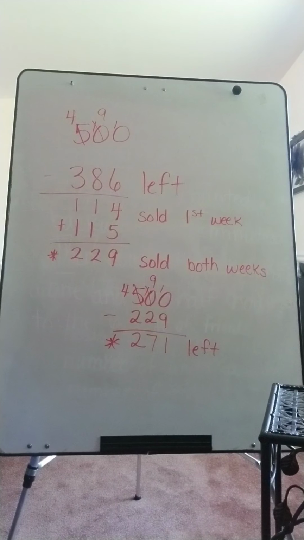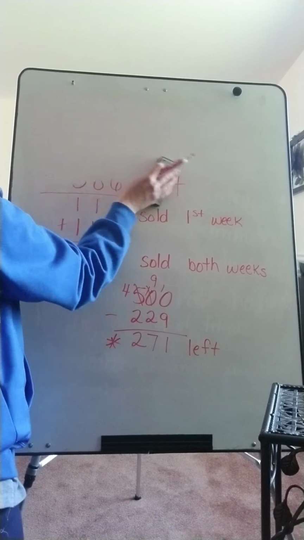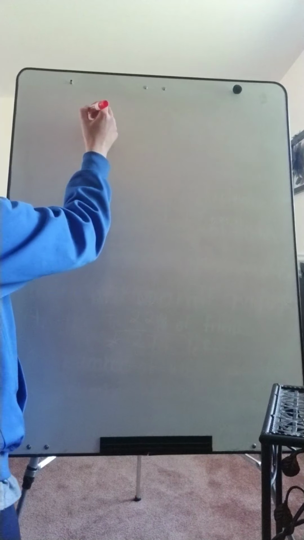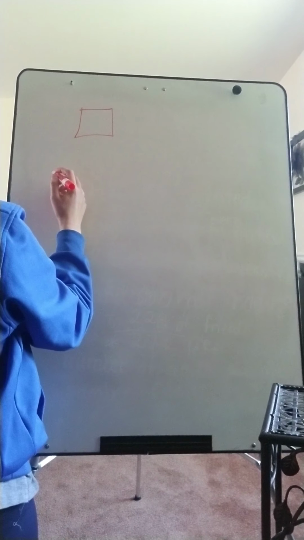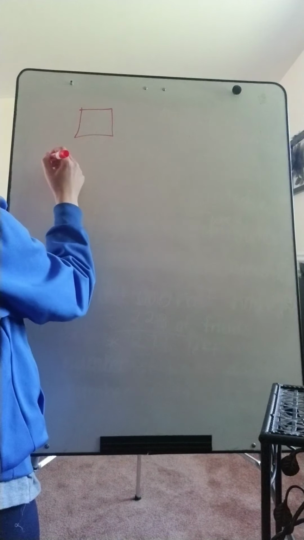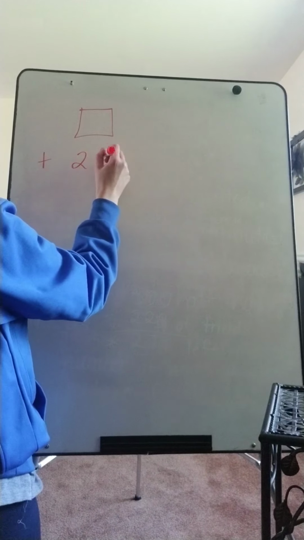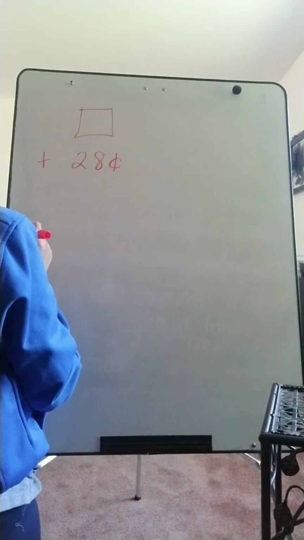Number 3, Omar has some coins to start. He finds 1 quarter and 3 pennies. Then he spends 45 cents on a juice box. Now, Omar has 18 cents. How much money did he have to start? Okay, so again, we got to work backwards. All right, so he has some to start. Okay. He finds 1 quarter and 3 pennies. So a quarter is 25 plus 3 is 28.